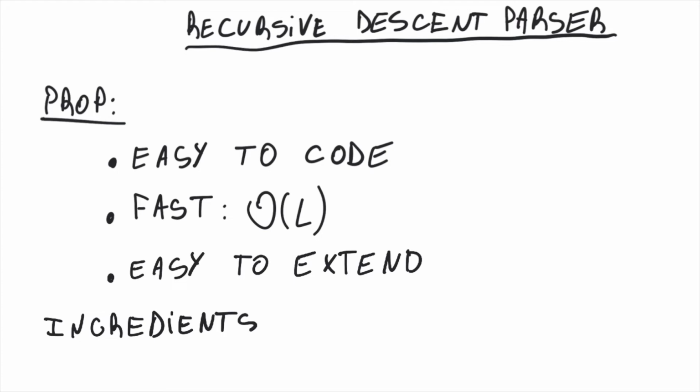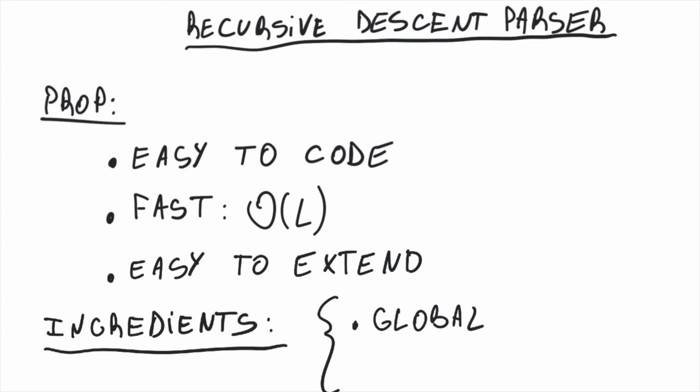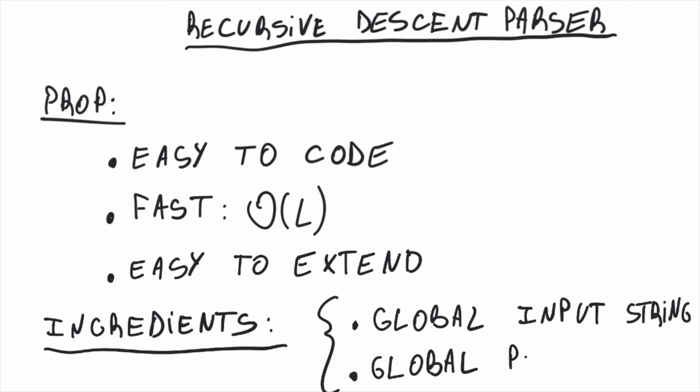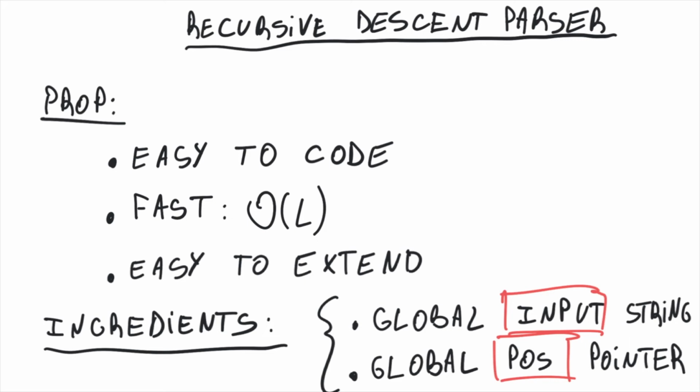The ingredients that you will use in any recursive descent parser are two. First, you will have a global input string, which will have the string you want to parse. Second, it will have a global position pointer, which will be pointing towards the next position in the string that we are considering. So these two global variables are the key to writing a recursive descent parser, and they are essentially the gears that you will use in your functions to move through an expression.